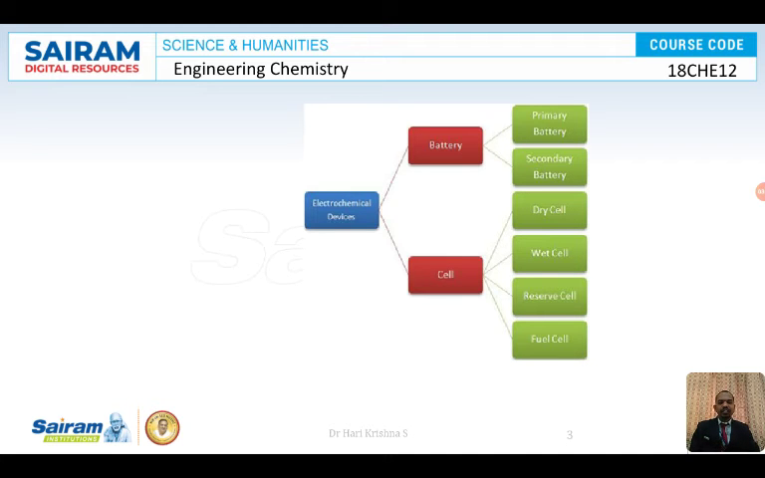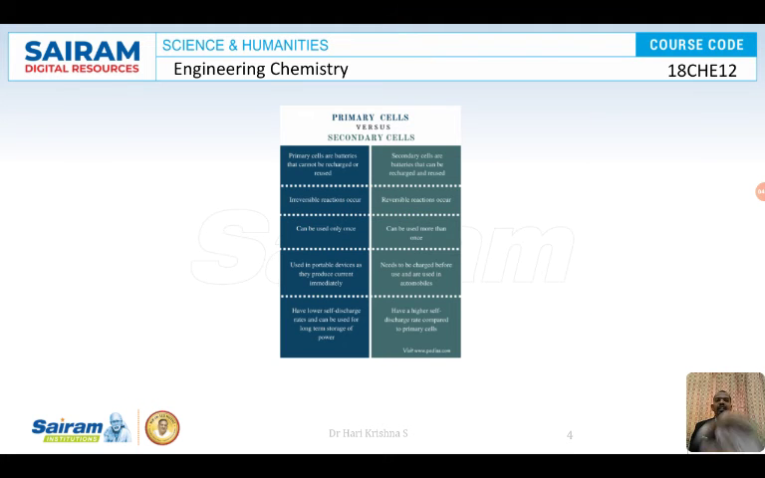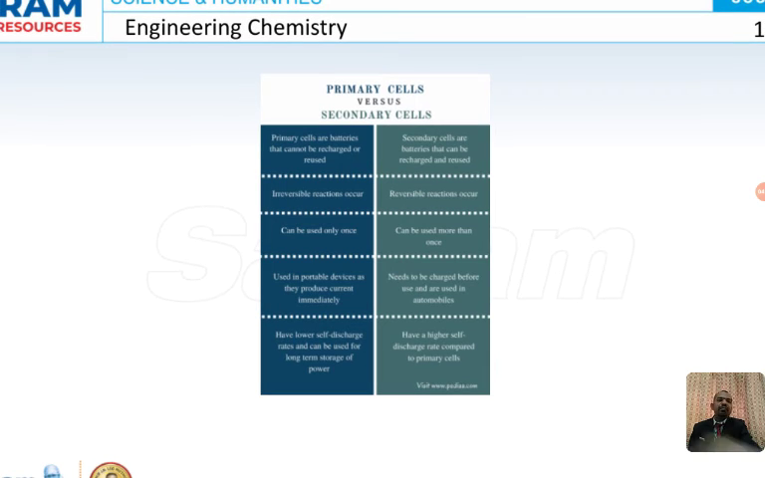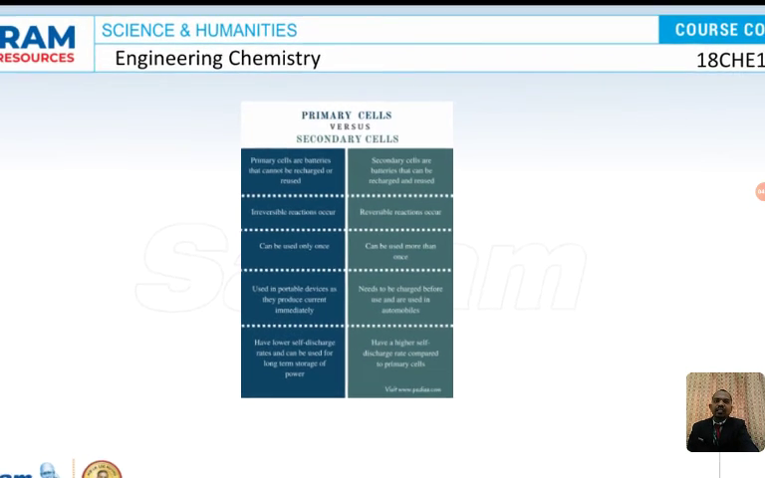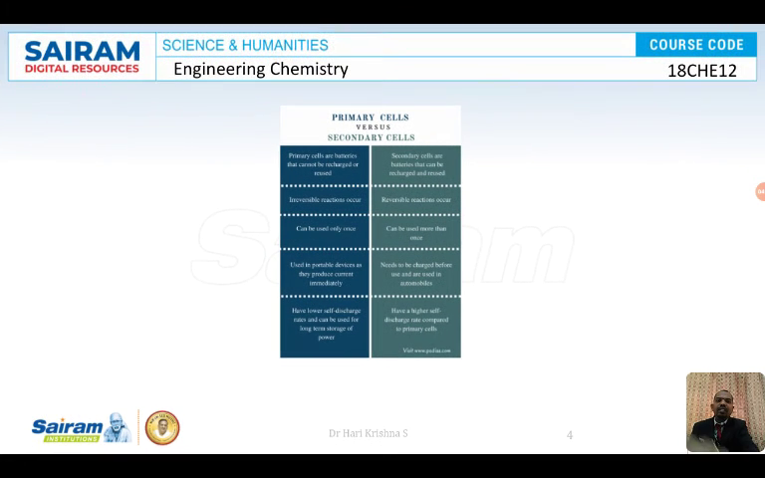During the discharge process, that is when you are using the battery, it acts as a galvanic cell. During the charging process, the battery acts as an electrolytic cell. We will discuss in detail the construction and working of a few secondary batteries. Now let us see the differences between primary and secondary batteries. Primary batteries are cells which cannot be recharged or reused. Secondary batteries are cells which can be reused again and again.